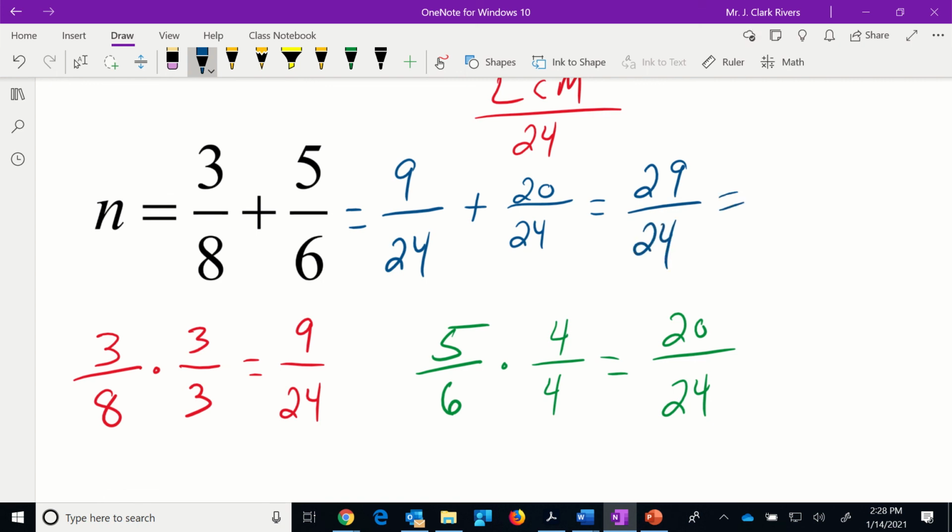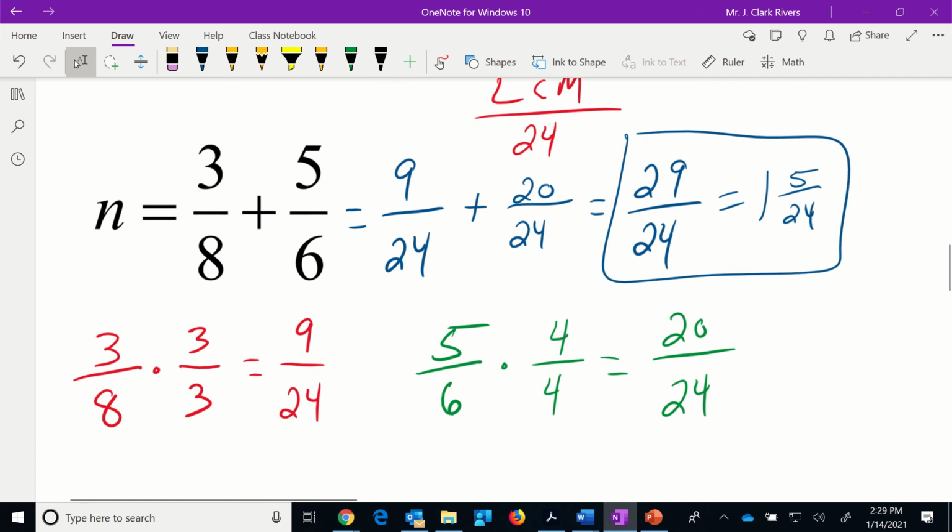And just for fun, let's rewrite this as a mixed number. I would take the simplified improper fraction, which is what this is, 29/24. But if we write this as a mixed number, it's 1 and 5/24. So we can always check this. 1 multiplied by 24 is 24, plus our numerator of 5, we do get 29. So that checks out.